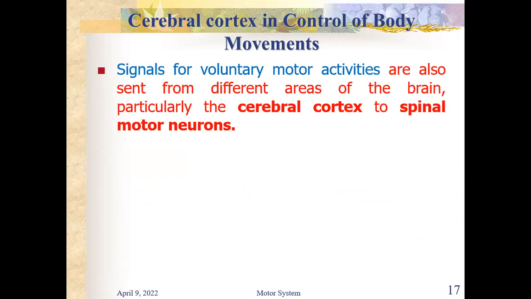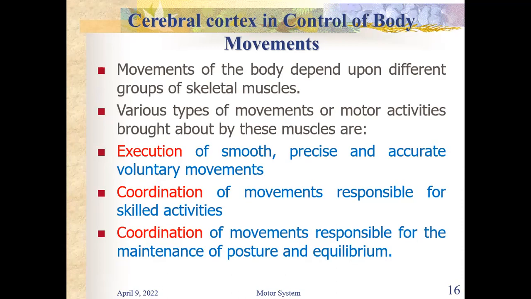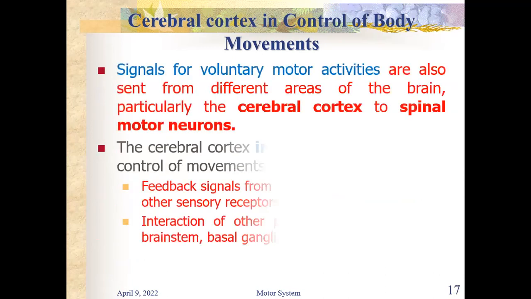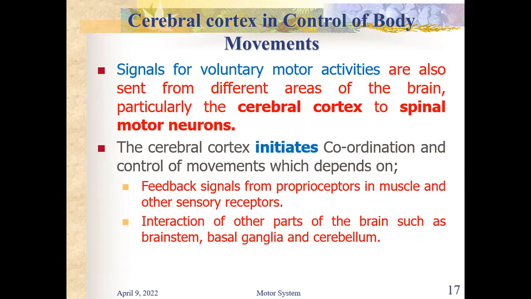So the cerebral cortex must be in overall control of all these groups of muscles to be able to maintain posture, to be able to maintain skilled activities, and also to be able to execute smooth, precise, and accurate voluntary movements. So what happens when the cerebral cortex starts exerting control over these skeletal muscles? What are the steps that take place?